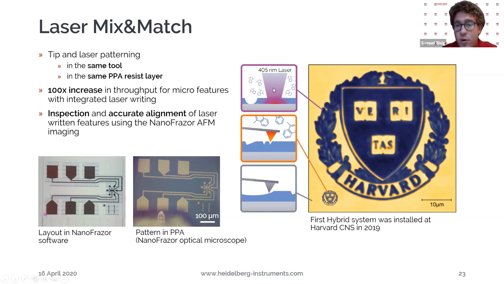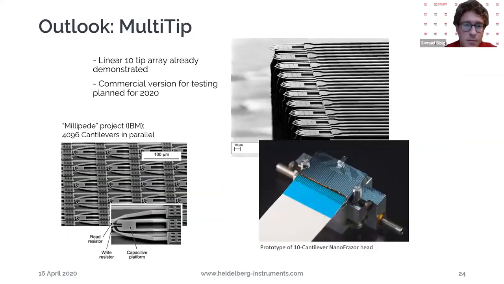In this example, where we installed the first system at Harvard CNS last year, this was done first with the laser, in this case a 405 nanometer CW laser, and afterwards the tip pattern next to it. Then finally we made a full inspection of the whole patterning with our in situ read only operation mode. So you also get the inspection, and you can align the laser and the TSPL together.